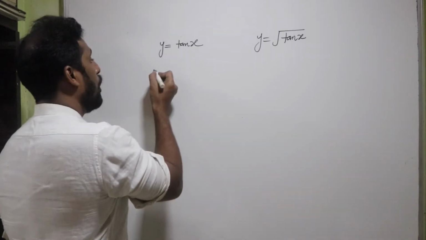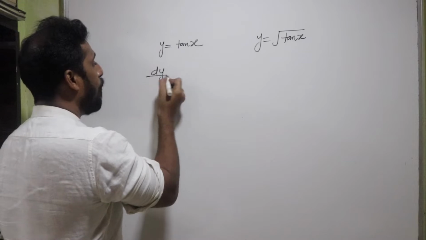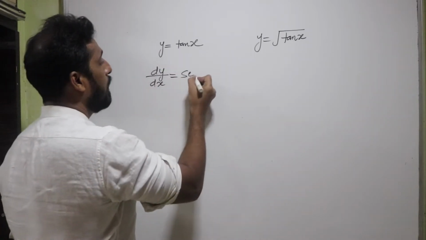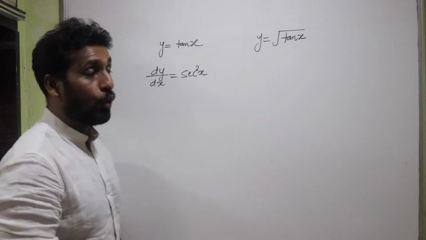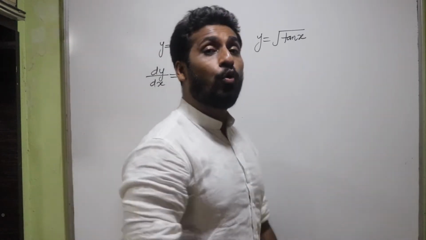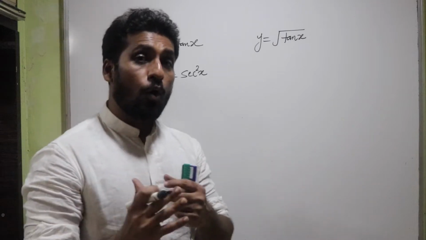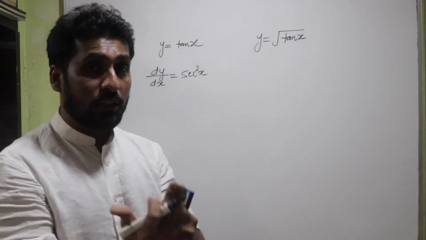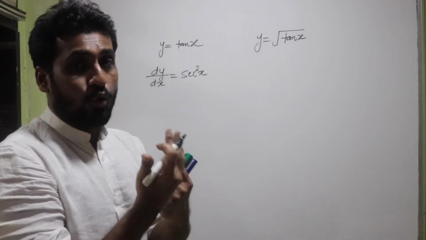Now observe carefully. Do you know what is the derivative of tan x? dy by dx, the derivative of tan x, becomes sec square x. We all know. So if I want to get the derivative of root of tan x, how would I do it? Now observe this technique, this trick. Whenever you want to identify composite functions, how do I begin? How do I start to get the derivatives?